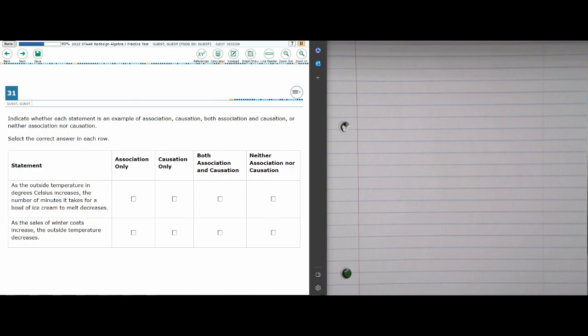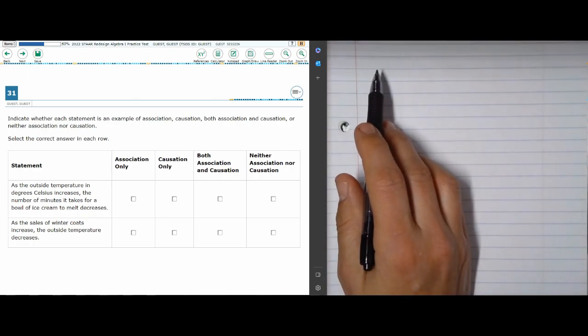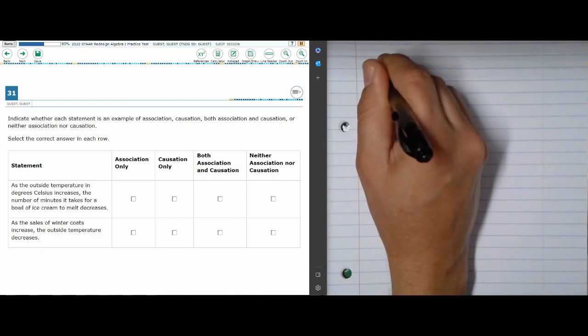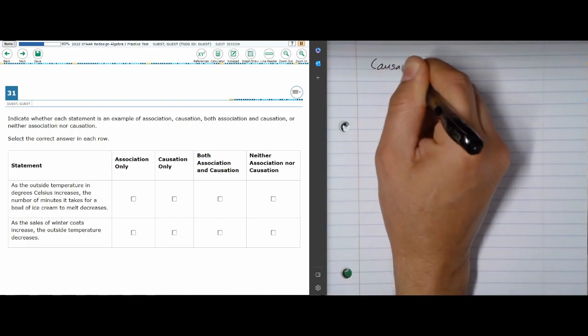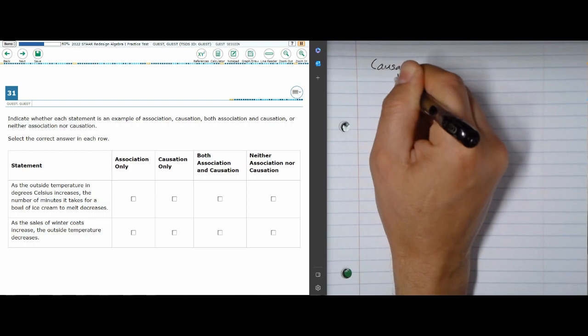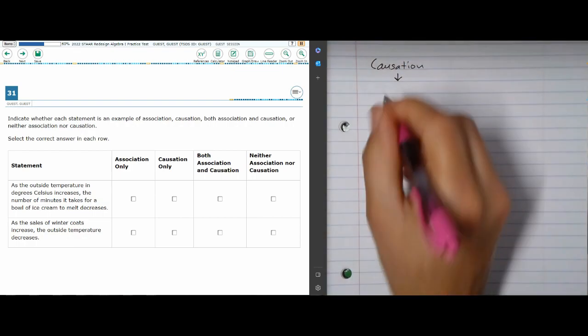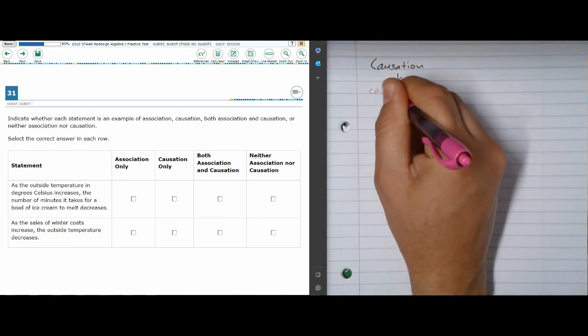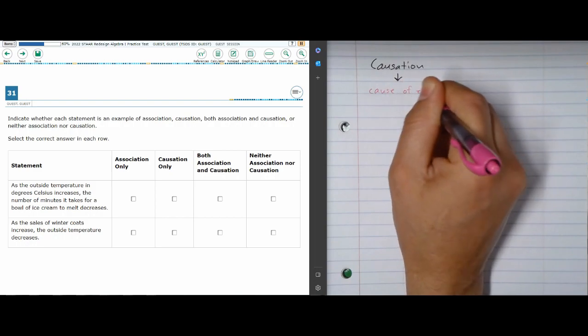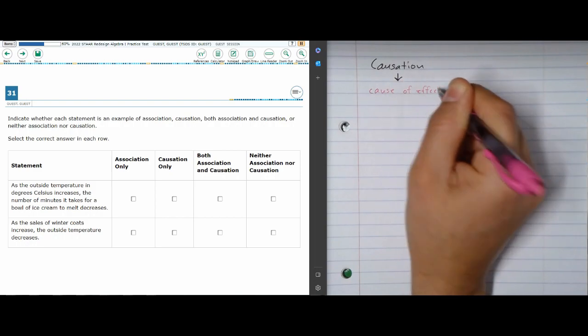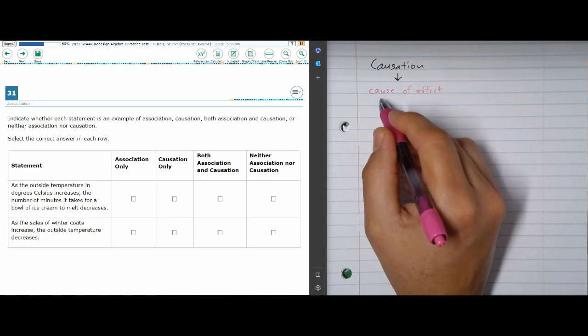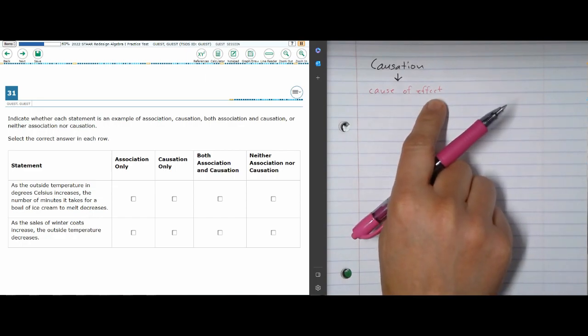Here in problem number 31, notice we're talking about causation and association. So I just want you to think about a few things. When we talk about causation, remember we had a discussion and we talked about thinking about it in terms of cause and effect. So whatever happened in the beginning created the situation in the end.